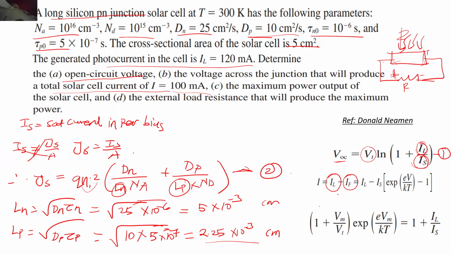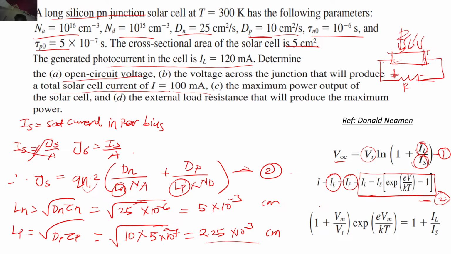Now we want the total current in the solar cell, right? So what you are going to do is just subtract this current, because these two currents are in the opposite direction. One is flowing from N to P side, and another current is flowing from P to N side. So that's why you are subtracting, and this is the equation for the total current of the solar cell. You can again get this equation from Donald Neamen or Sir's lecture material. Now we are going to use this equation.